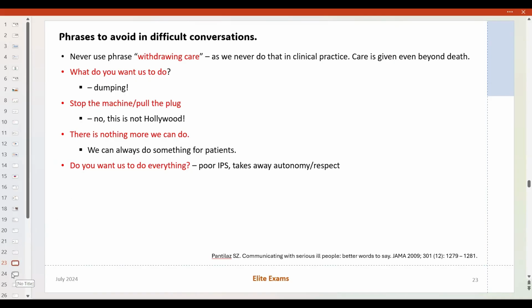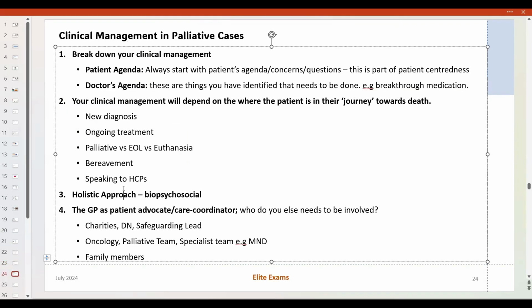And of course, if your IPS is very bad and your tone of voice is not great at that time, it sounds like you are saying, do you want us to do everything for you? You can see with my tone of voice, the whole thing has changed. So we need to be mindful of our tone of voice, the phrases, and the choice of words we use in the exams or in clinical practice.